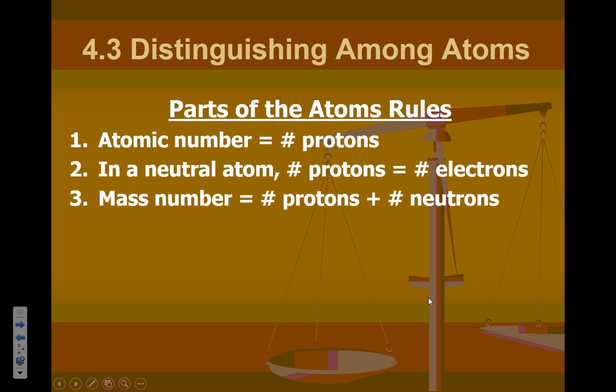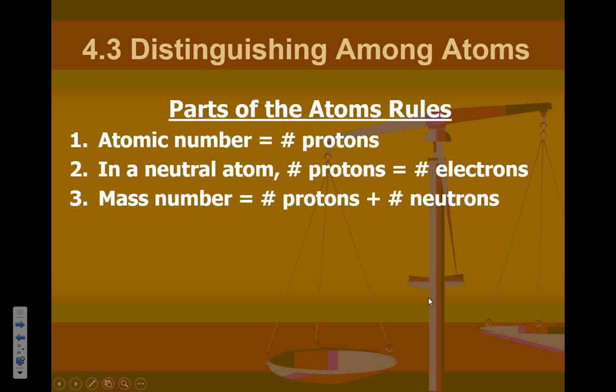Now, if we put together what we've been talking about, here are the parts of the atom rules that you're going to be using on the test as well as on your homework. Remember, one, atomic number tells us the number of protons. So if we know the number of protons, we know the atomic number. If we know the atomic number, we know the element when we look at the periodic table.